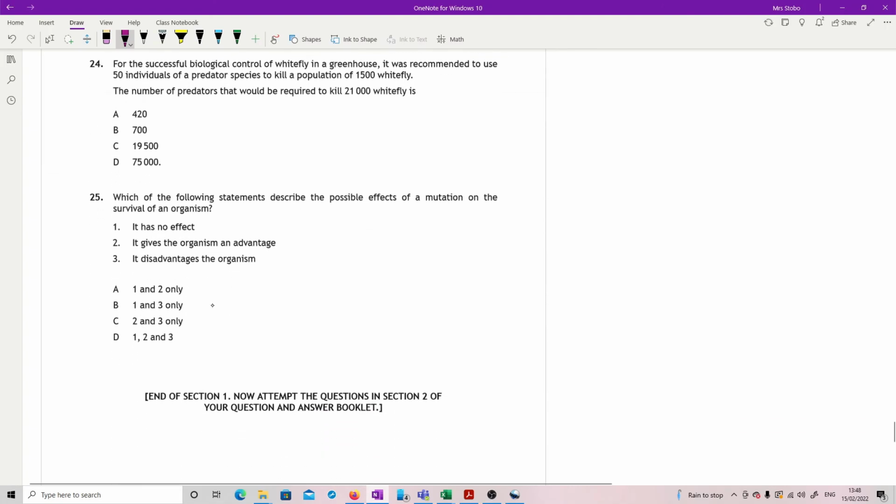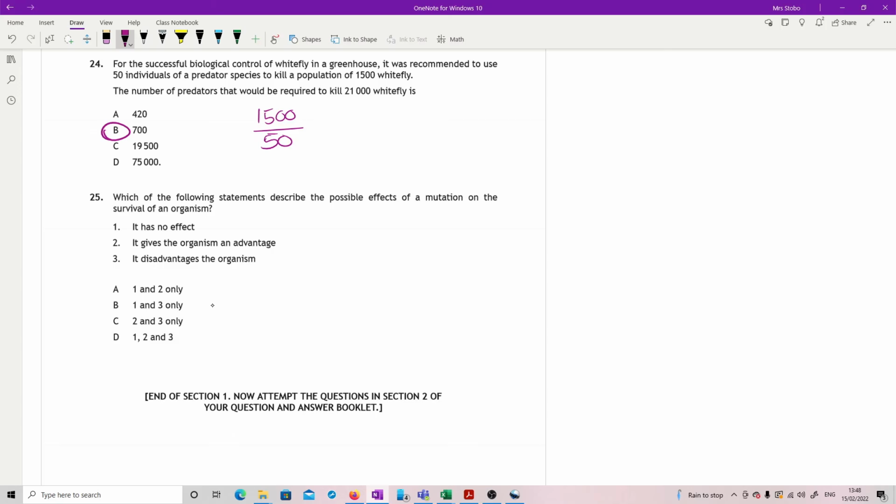24. For the successful biological control of whitefly in a greenhouse, it was recommended to use 50 individuals of a predator species to kill a population of 1,500 whitefly. The number of predators that would be required to kill 21,000 whitefly is... Okay, so there's lots of different ways you could do this. I think the easiest way is to take your 1,500, divide that by 50, and that will tell you how many each predator kills, and then divide the 21,000 by that number. And that should give you 700.